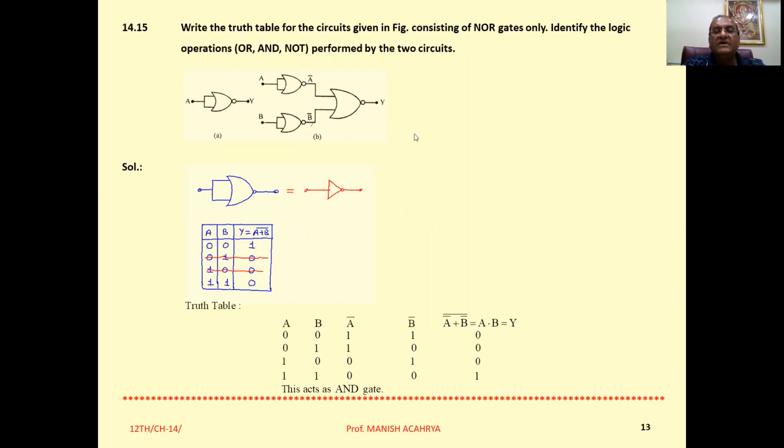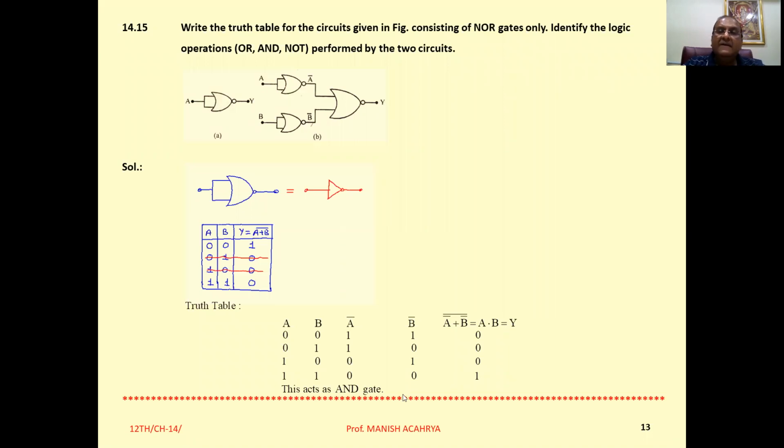And then after that OR is there, and then after that NOT will be there. So 1, 1 will be 1. Here one step was left out. 1, 1, 1, but after that NOT is there, so 0. Then 1, 0: OR will give you 1, but then NOT will give you 0. Then 0, 1: OR will give you 1, but then NOT will give you 0. Then 0, 0: OR will give you 0, but after that NOT is there, which will give you 1.